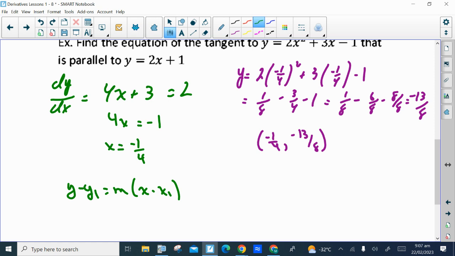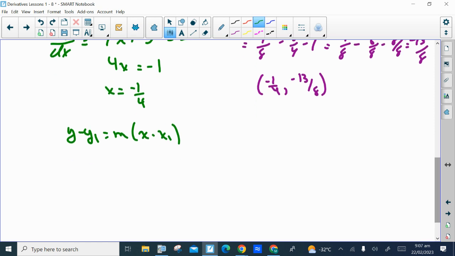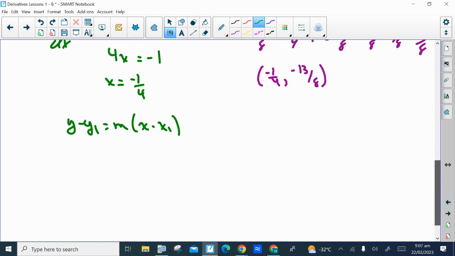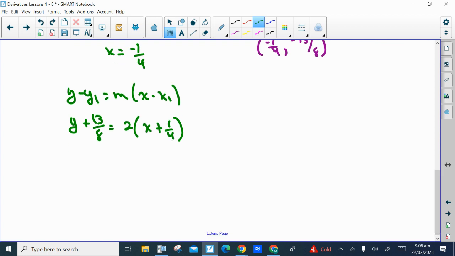X1 and Y1 will be the x and y coordinates at our point of tangency, and m, our slope, we know is positive 2. So y minus negative 13/8 would become y plus 13/8 equals m, the slope, times x minus negative 1/4, which will become x plus 1/4. So technically that is the point-slope form of the line, but you might be asked to write it in general form or standard form, which means the same thing.